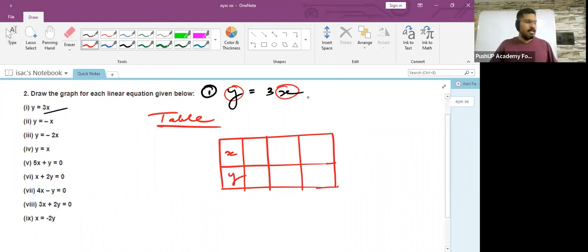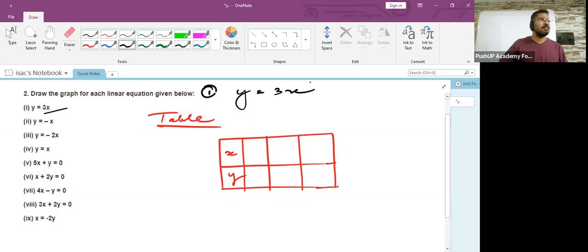Now, what is the linear equation given to us? It is y is equal to 3x. I'll rewrite it. Y is equal to 3x. This is the, open the second and the third one. So, y is equal to 3x.